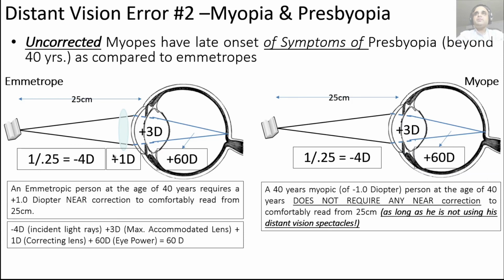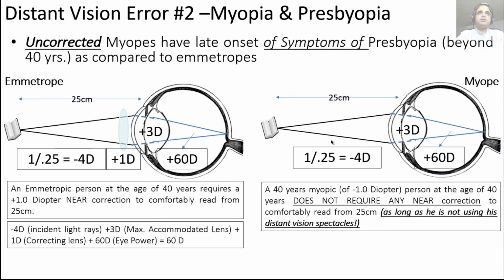So take this example of a 40-year-old emmetrope who requires a +1 lens to read comfortably from 25 centimeters. We've already talked about why this is. So light rays coming from 25 centimeters or 0.25 meters will have -4 power. This individual only has 3 diopters or 3.3 diopters of accommodative amplitude left. We already know this. We have seen the table. So -4 plus 63 would be +59. So we gave him a +1 corrective lens, a convex lens, to bring the power of the eye to 60.